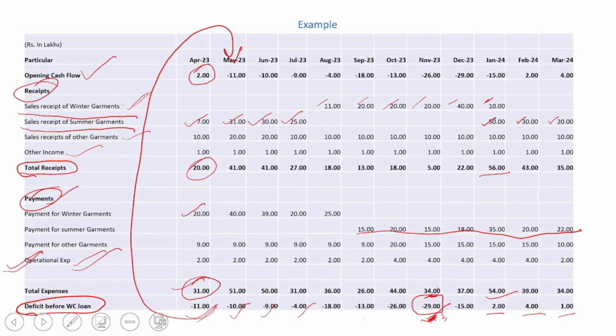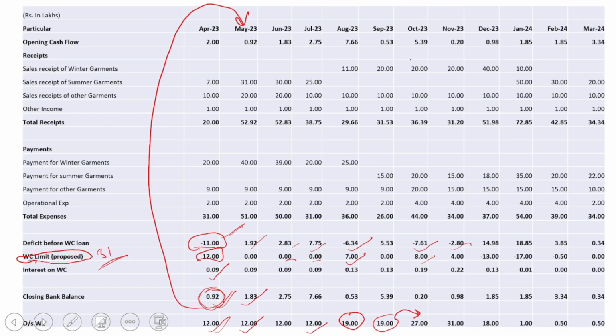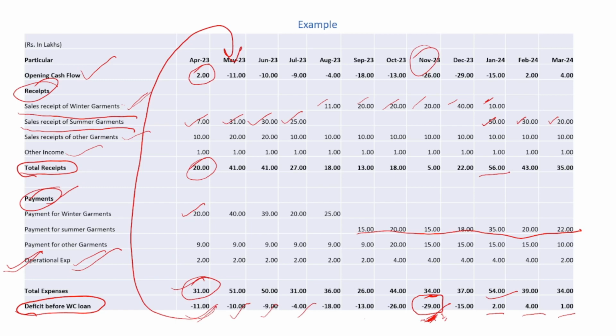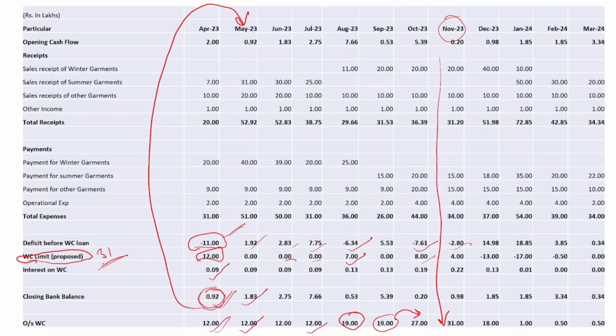This is the peak deficit in this slide. This is November. This is also November. What we see is 31 lakhs, after availing 4 lakhs, the remaining portion of the working capital. So this deficit has been matched by the 31 lakh working capital limit.